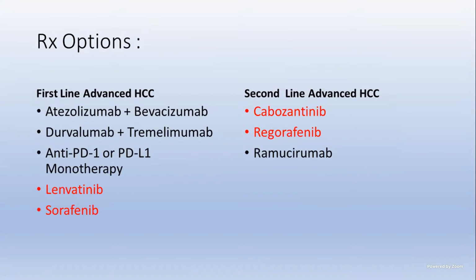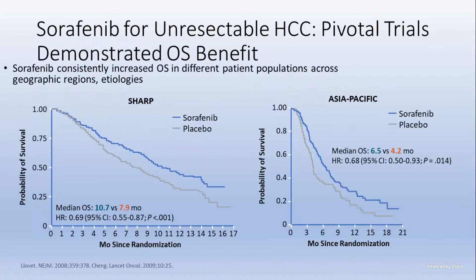For the first treatment modalities till now, atezolizumab plus bevacizumab has been shown in first-line advanced HCC, followed by durvalumab plus tremelimumab in the HIMALAYA trial, and lenvatinib and sorafenib. The second line now coming is cabozantinib, or regorafenib and ramucirumab.